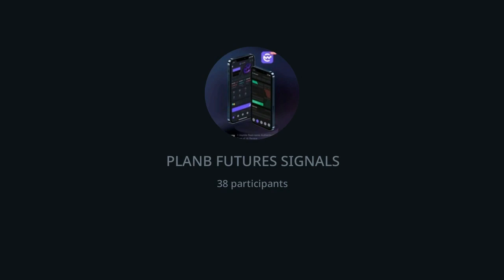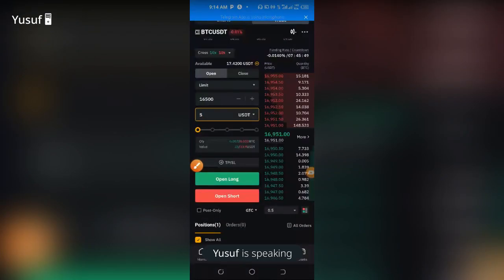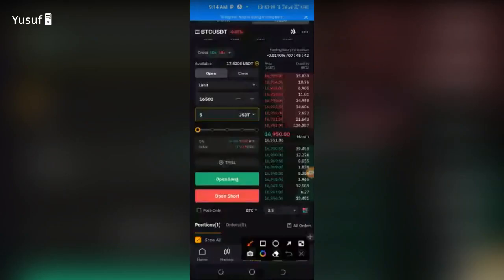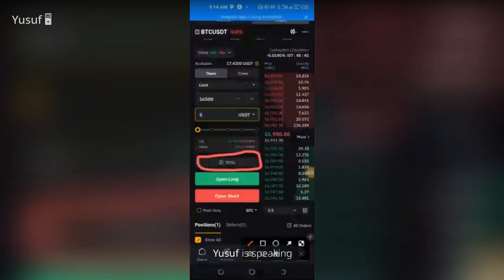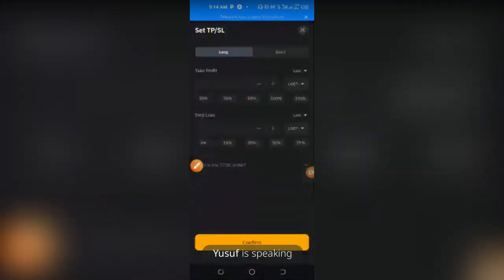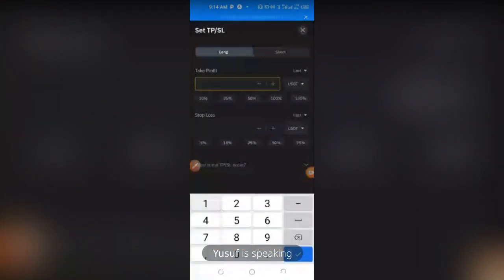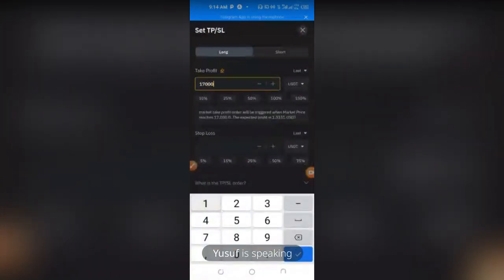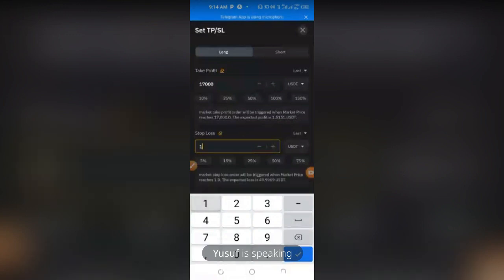Then I want to set my take profit even before I enter the markets. Then I'll just come to this icon. You can see. Then I'll tap on the plus. So let's say I want to buy at 16.5, but when it gets back to 17,000, sell for me. Now, the stop loss is if it does not favor me. When it buys at 16.5, instead of coming up, it's coming down against me. If it drops down to 16,200, push me out of the trade.